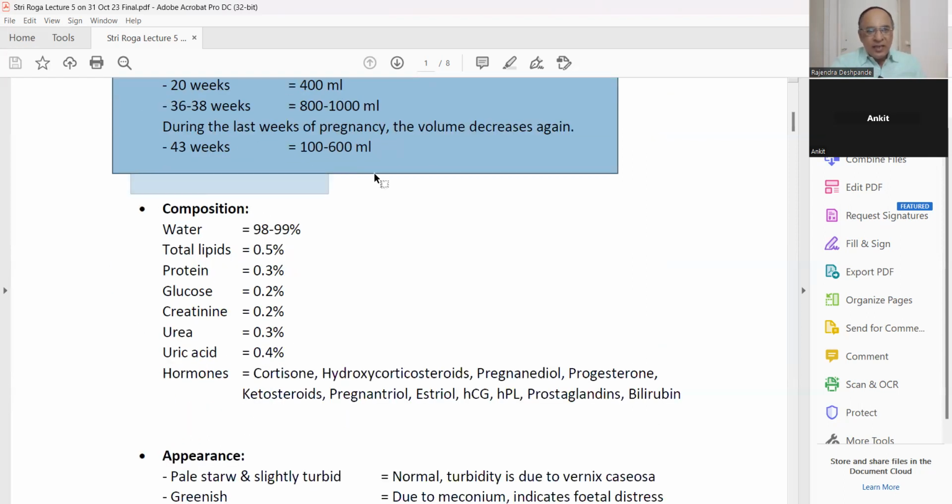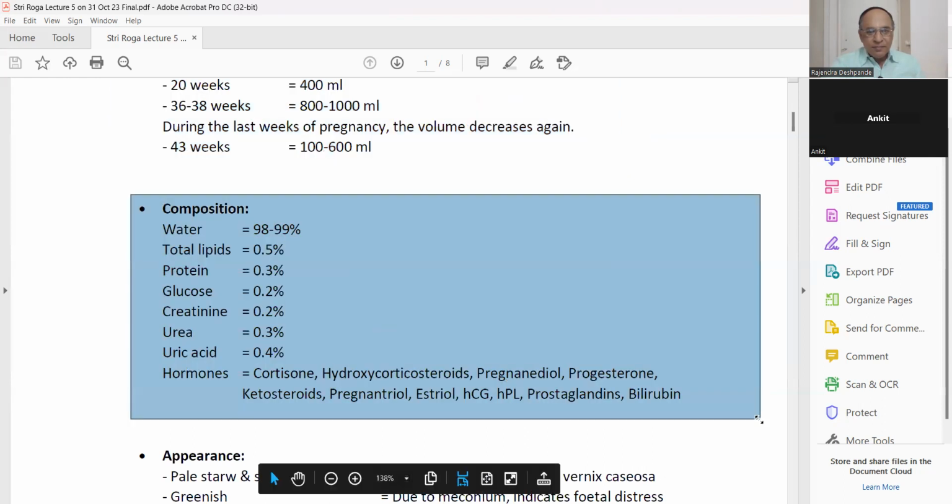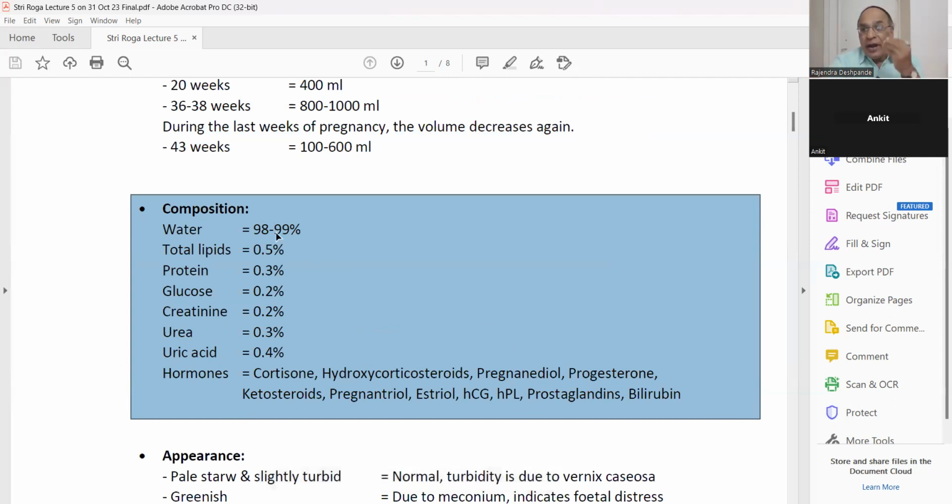Next, we will go to composition. What are the things in the amniotic fluid? Amniotic fluid is not only water. Water is maximum. You can see 98 to 99% water. So when the examiner asks you what is the content of amniotic fluid, the first answer is water. It is water, 99%. And the remaining 1% is a little lipid, fats, protein.